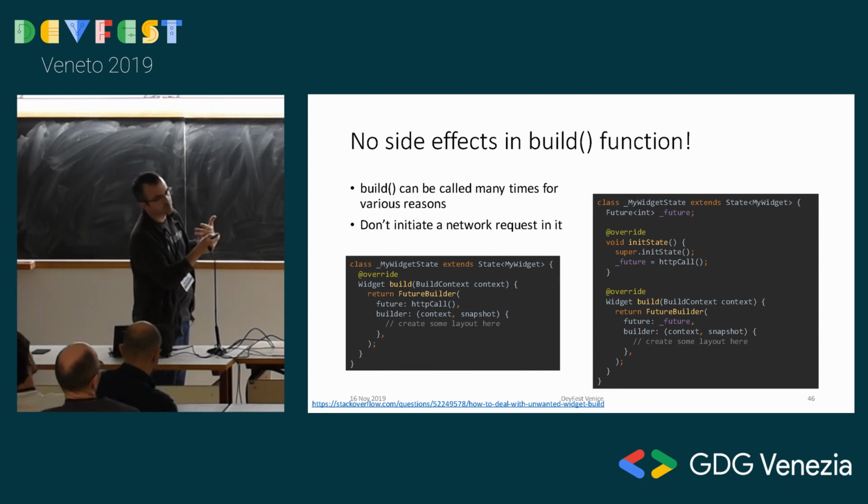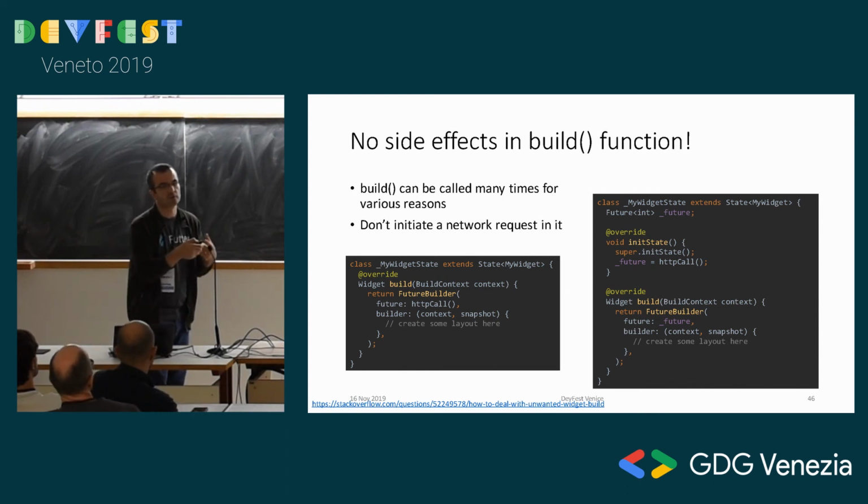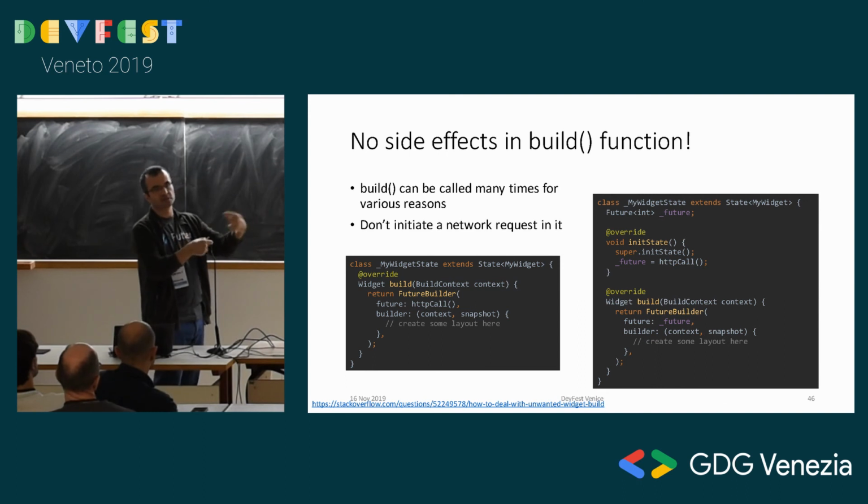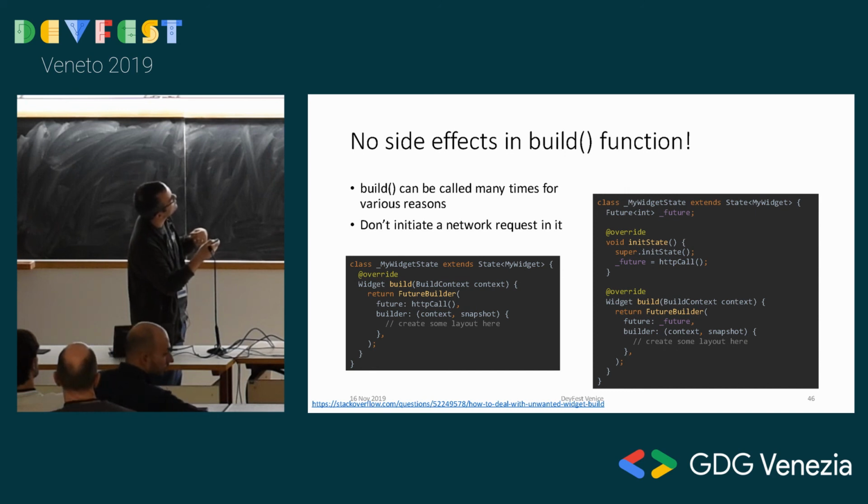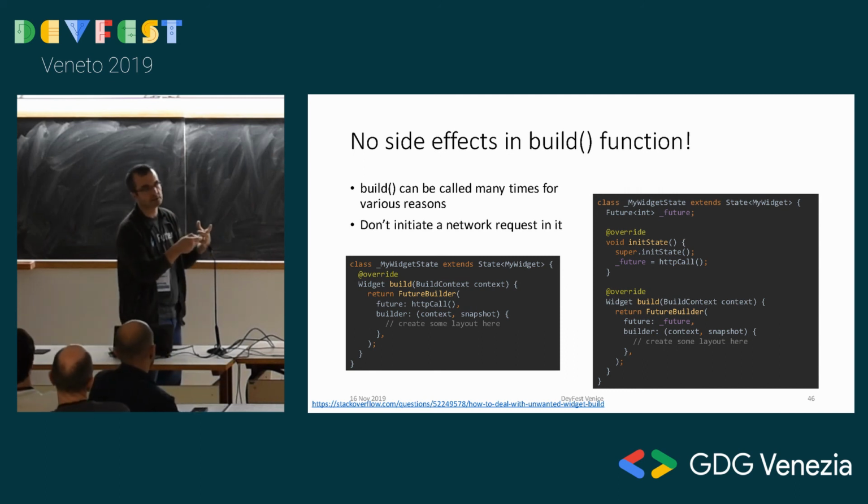We have a future builder because we will do something that takes time. And the wrong thing that we're doing is we're calling the HTTP call here. So what happens when I call HTTP call? It creates a network request, gives me a future, okay? And as you can see, this HTTP call is actually being called in this build because I need to create the future builder, and one of its parameters is the HTTP call, so I have to call that first and then give its result to the future builder constructor.